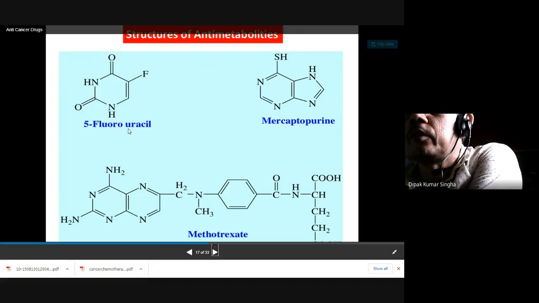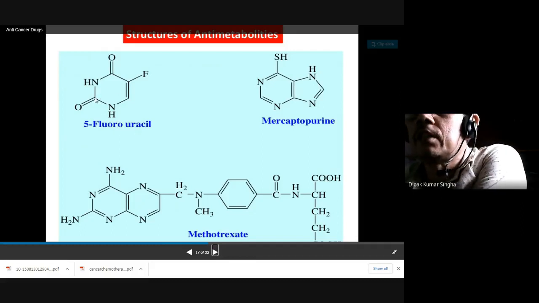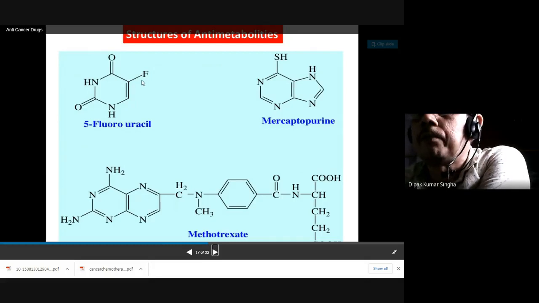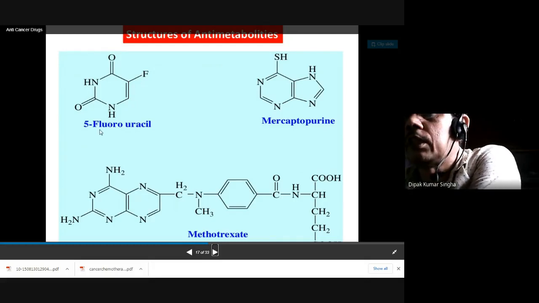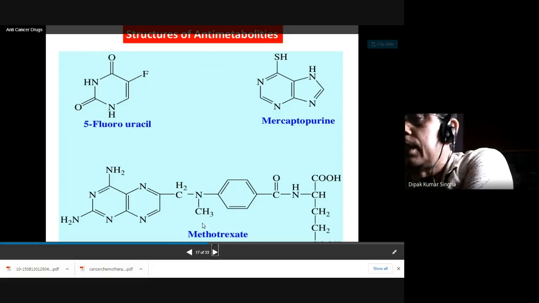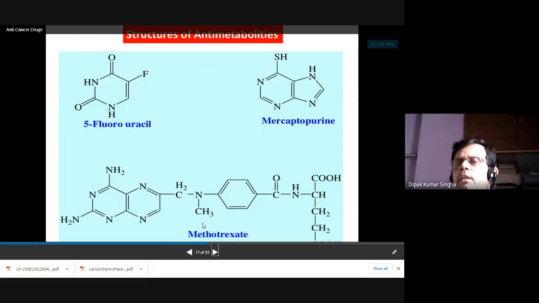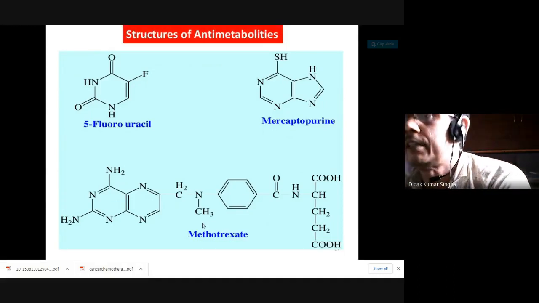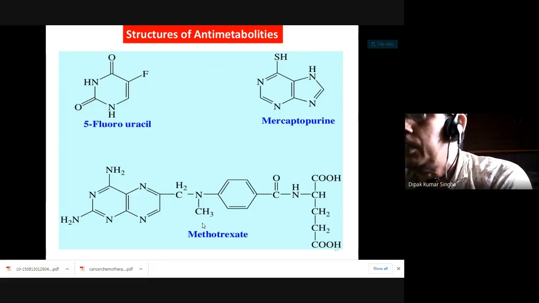This is 5-fluorouracil. It is originally a uracil derivative. Uracil is the main structure; only at the 5 position there is an F, and this 5-fluorouracil acts as an anti-cancer agent. Another is 6-mercaptopurine, modified at the 6 position only. Then this is the structure of methotrexate. Methotrexate is a folate antagonist, that's why it is an antimetabolite drug also, and it is commonly used in cancer chemotherapy.